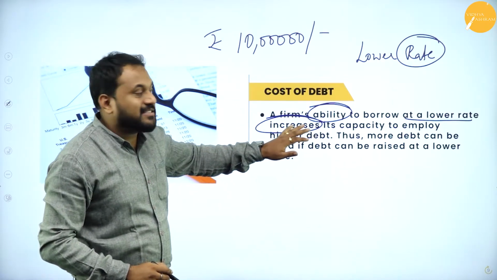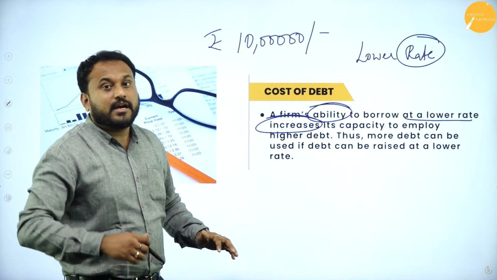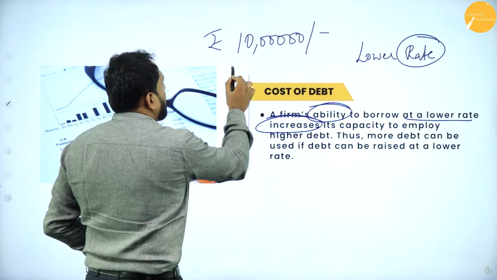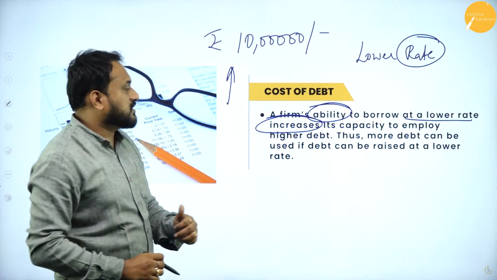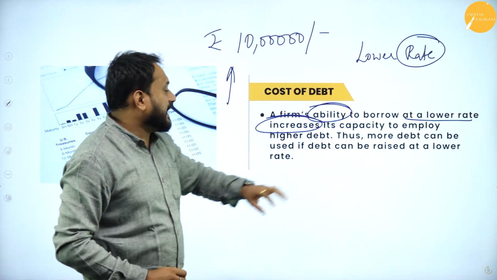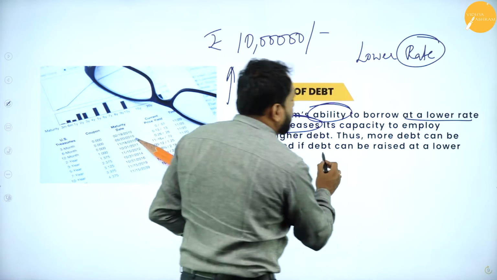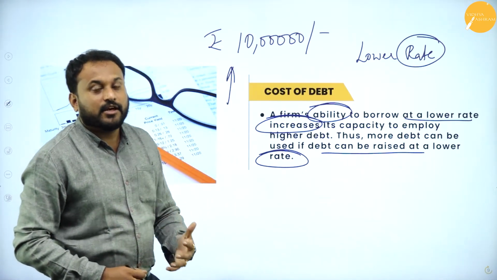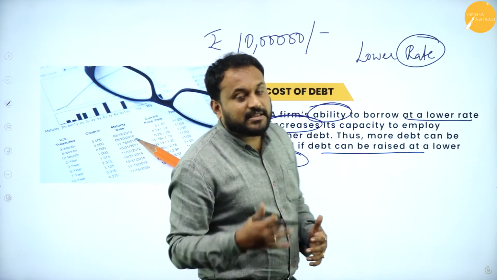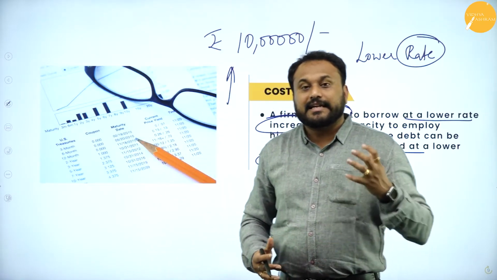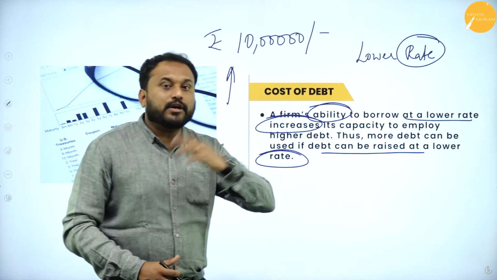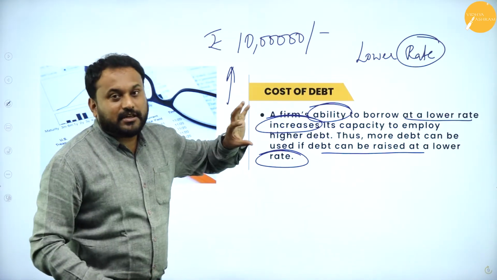It increases the capacity to employ higher debt. So I can actually take more than 10 lakh rupees, right? So that is what is called the cost of debt. Thus, more debt can be used if debt can be raised at a lower rate. We call it the cost of debt. You should always minimize the rates, that is the interest rate. When you minimize the interest rate, you can actually opt for more debt. That is what is called the cost of debt.